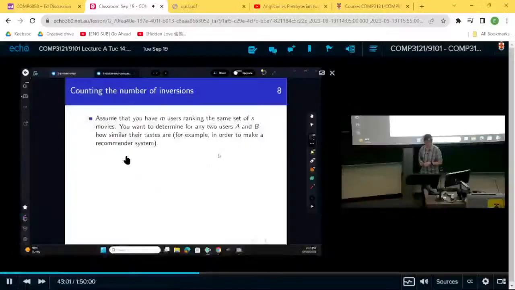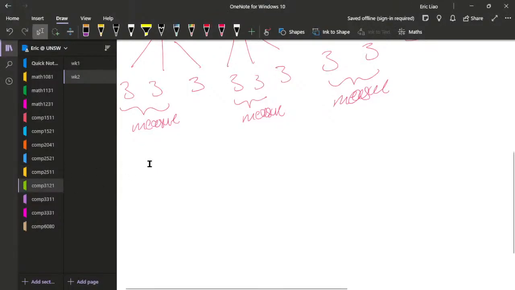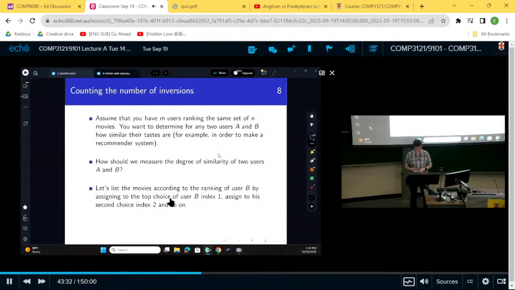So, okay, what is this? Let's say that we have n users ranking the same set of n movies, and you want to determine for any 2 users, A and B, how similar their tastes are. So the question is, if you have 2 rankings of all the movies, how can you determine how similar 2 rankings are? And one way of doing it is to count the number of inversions.